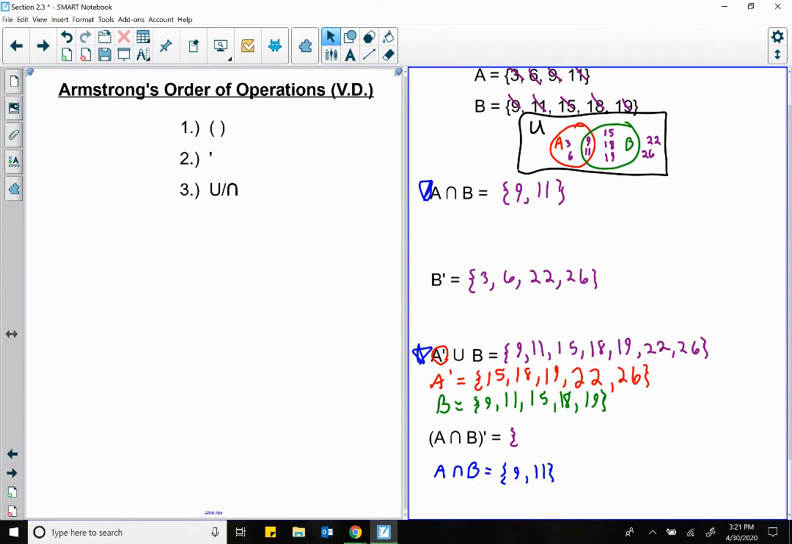Okay? So we've snapped them out of existence. All we need to do is write down what are the numbers that are left. Well, we have 3, 6, 15, 18, 19, 22, and 26. Oops. 26. And that is the answer. Okay? Hopefully this is making sense.